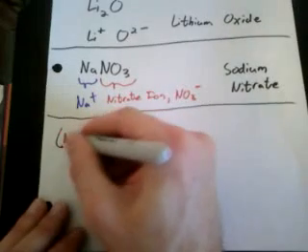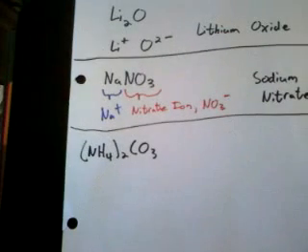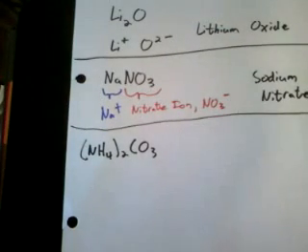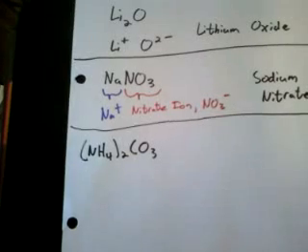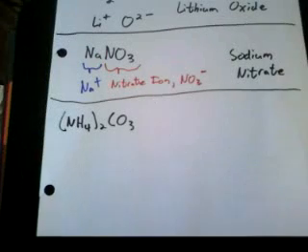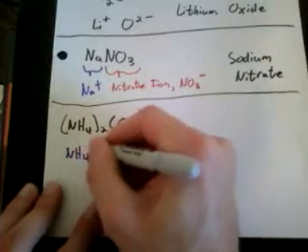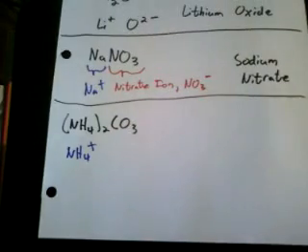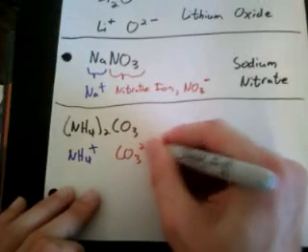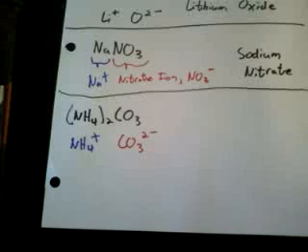So let's do another example. NH4 in parentheses, subscript 2, CO3. Well, this one might be a little difficult to someone who's never worked with these before because there are no metals in this thing, yet it is an ionic compound. It turns out that NH4+ is going to be our cation, and CO3 2- is going to be our anion. So sometimes it just takes practice to figure out what's your cation and what's your anion.